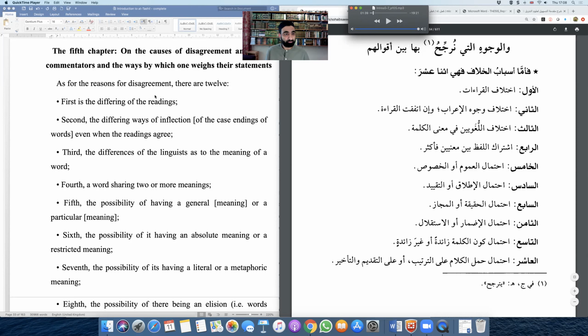Right, so there are 12 bases of disagreement, right? Sources of disagreement, causes of disagreement, reasons for is absolutely fine, okay? And the first of those is on the level of the qira'at. So it's interesting he's mentioned this first. Conceptually, that works quite well, because the idea is, before we get to interpreting the text, we are agreeing or disagreeing on what the text itself looks like, sounds like, right?